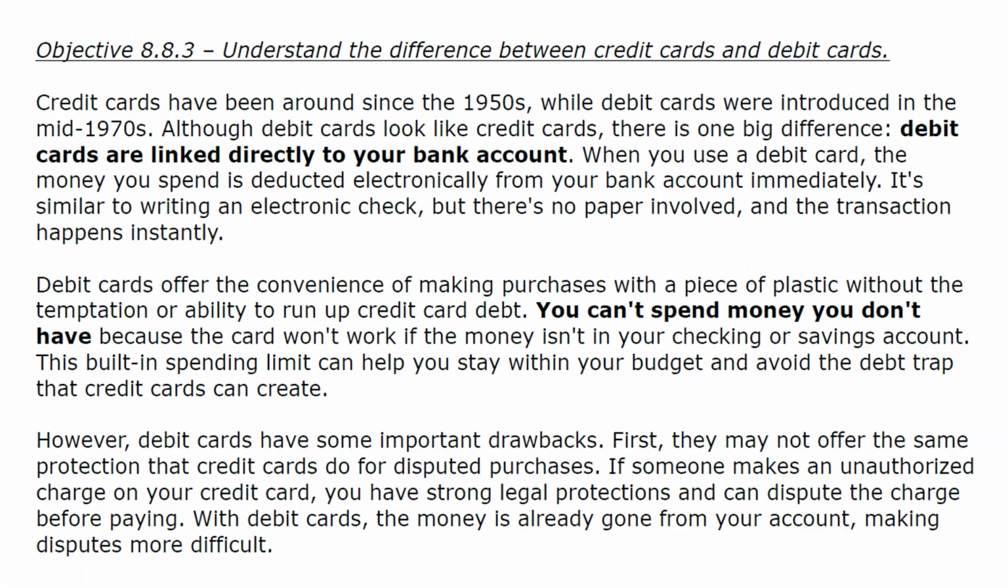Now let's understand the difference between credit cards and debit cards. Credit cards have been around since the 1950s, while debit cards were introduced in the mid 1970s. Although debit cards look like credit cards, there's one big difference. Debit cards are linked directly to your bank account. When you use a debit card, the money you spend is deducted electronically from your bank account immediately. It's similar to writing an electronic check, but there's no paper involved, and the transaction happens instantly.